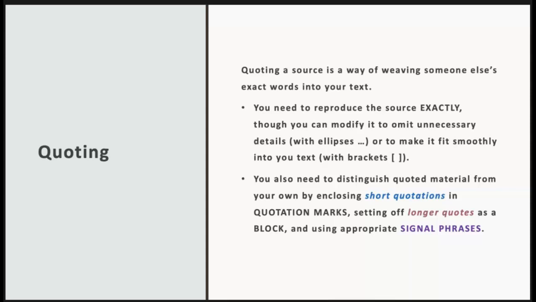You can also, in order to make it fit more smoothly into your text, use brackets. Like maybe there's some information that you need to add in to make things understandable, then you can use those brackets. You also need to distinguish quoted material from your own by enclosing short quotations in quotation marks. Set off longer quotes, remember that 4 or more typed lines, as a block, and use those appropriate signal phrases.